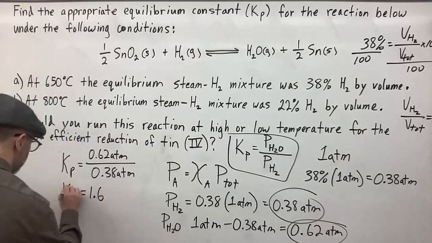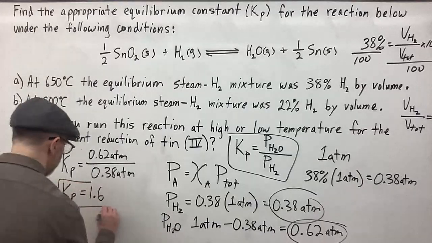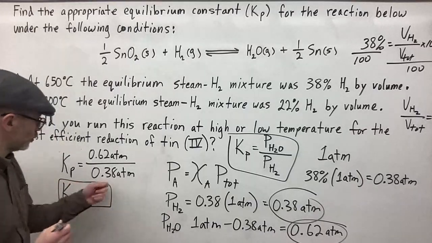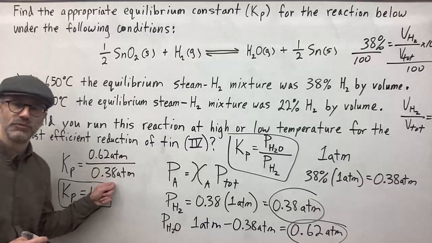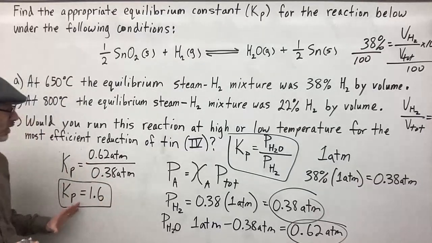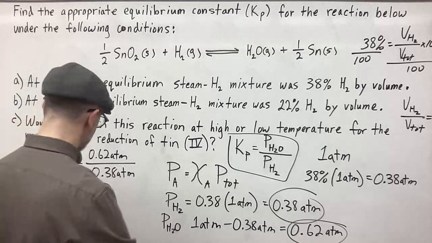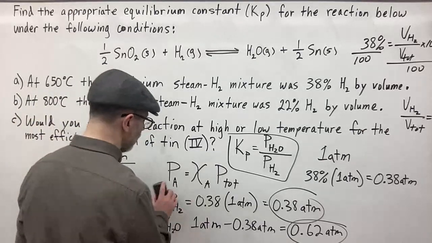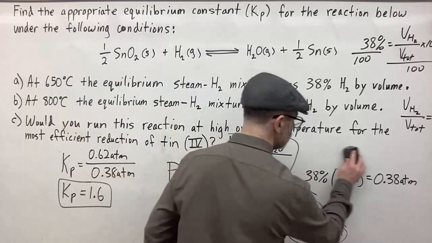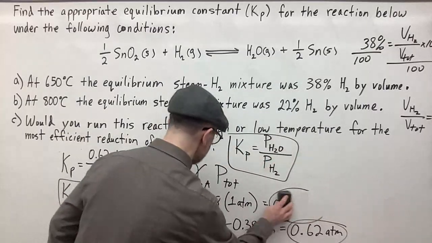Kp is 1.6, rounded to 2 sig figs, since I have 2 sig figs here. So that is how you get the answer for part A. Part B is the exact same process. So again, use this equation. So I'm going to erase this and start over.